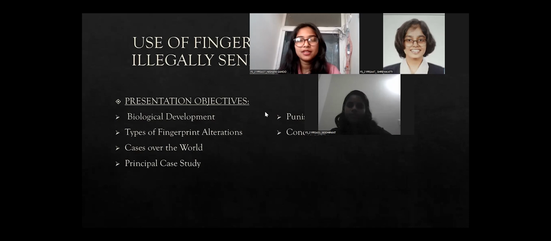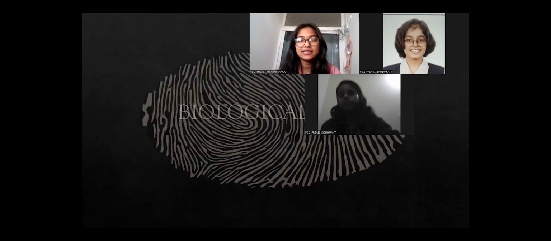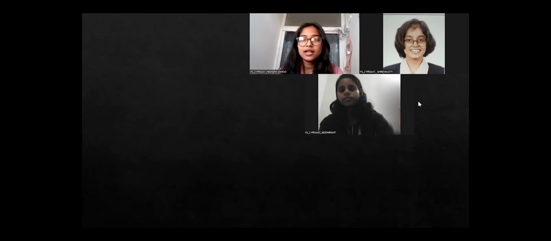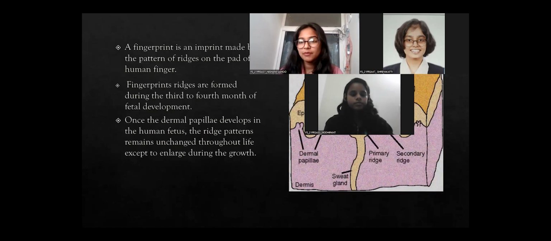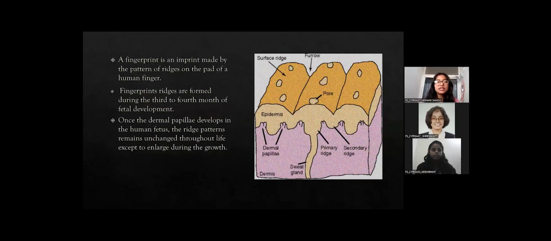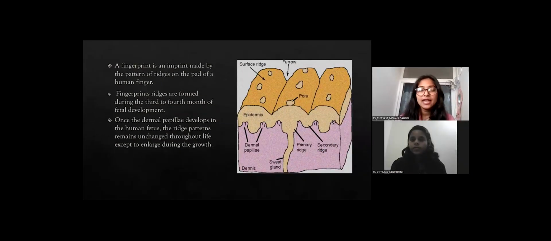Hello, everyone. So can we go to the next slide? Yeah. So I'll be telling you the biological development of the fingerprint. So starting with, a fingerprint is an imprint made by the patent ridges on the pad of a human finger. Fingerprint ridges are formed during the 3rd to 4th month of fetal development. And once the dermal papillae develop in the human fetus, the ridge patterns remain unchanged throughout life, except to enlarge during growth.